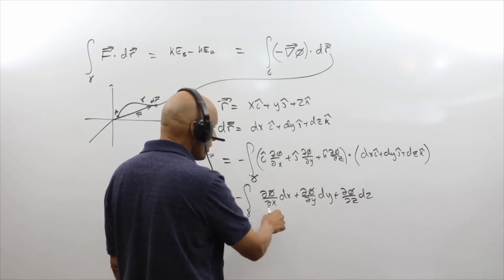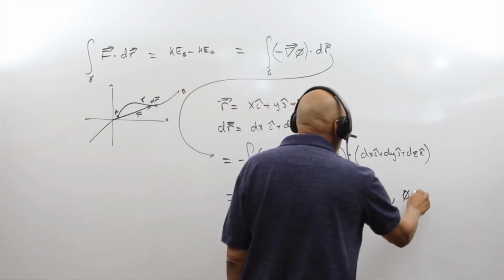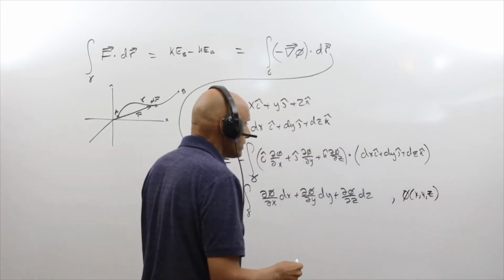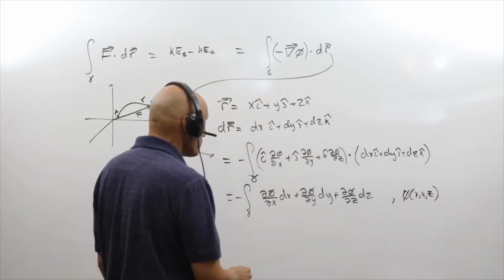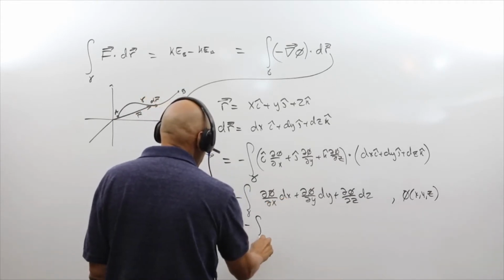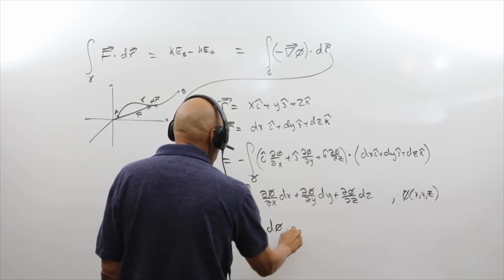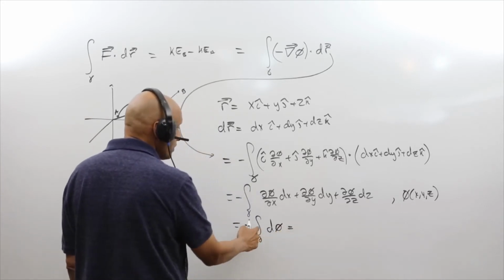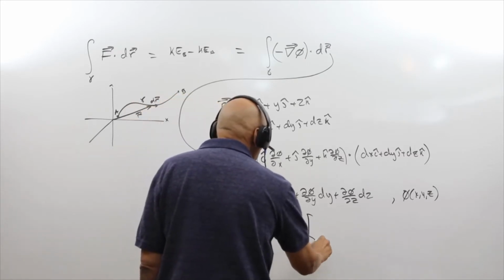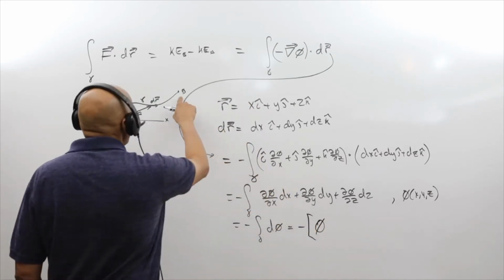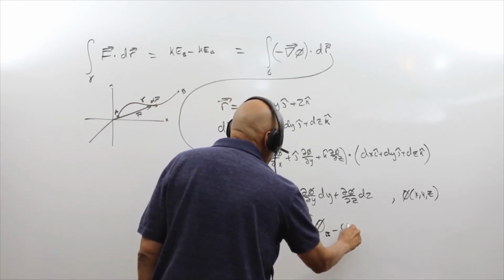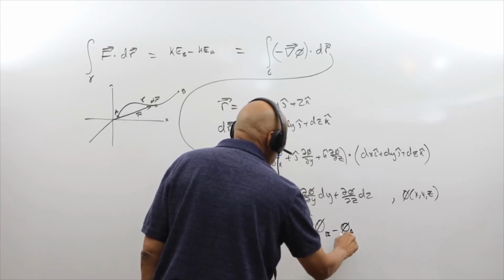Now if you look carefully, phi is a function of x, y, and z. And if it is, this is the chain rule for multivariable calculus, and we can write this as minus the integral over gamma of d phi, which is the integral of 1 d phi at the endpoints. This means that this is the negative of phi at point B minus the potential at point A.